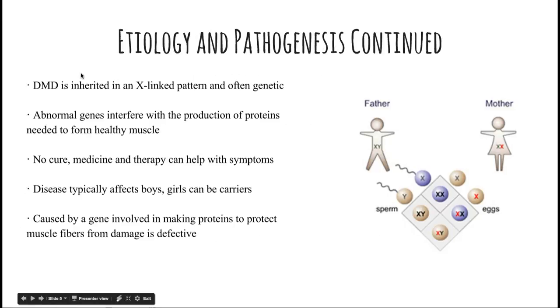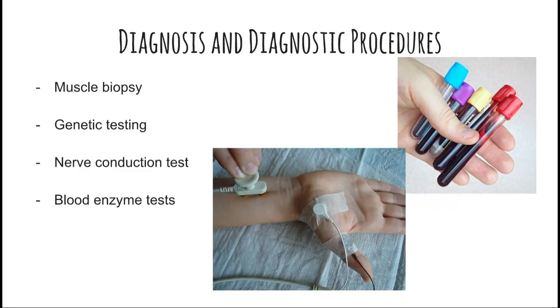Continued. So, Duchenne's muscular dystrophy is inherited, like we said before, in the X-linked pattern and is often genetic. The abnormal genes interfere with the production of proteins needed to form healthy muscle. There is currently no cure, but medicine and therapy can help with the symptoms. It is caused by a defect in a gene involved in making proteins that protect muscle fibers from damage.